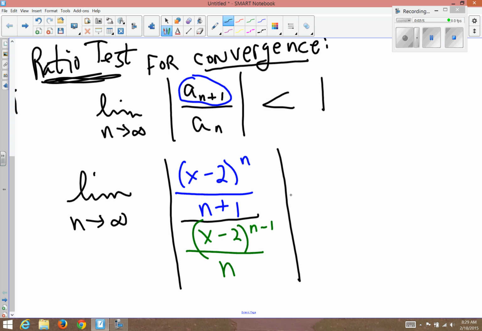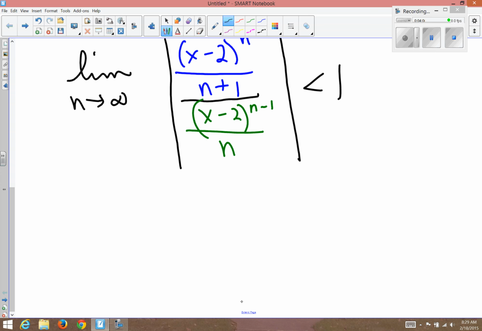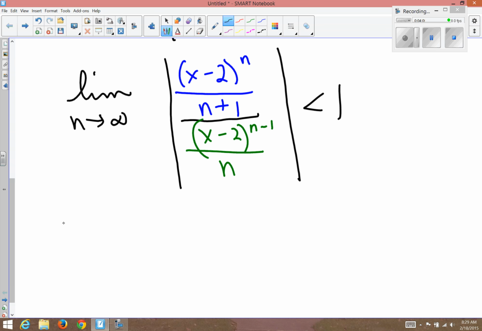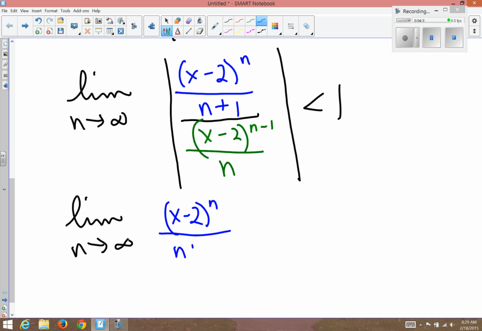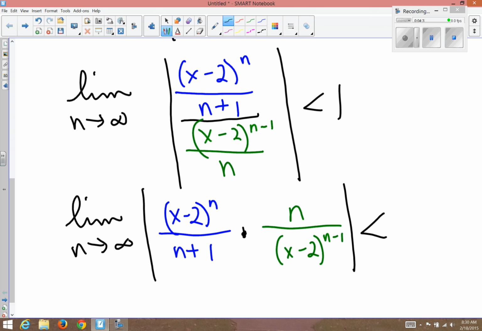Absolute value. We need the limit of this ratio, the blue to the green, as n approaches infinity to be less than 1 in order for there to be convergence. Limit as n approaches infinity. We're going to change this division of the blue divided by the green to the blue times the reciprocal of the green. We still have the absolute value. We still have the is less than 1.